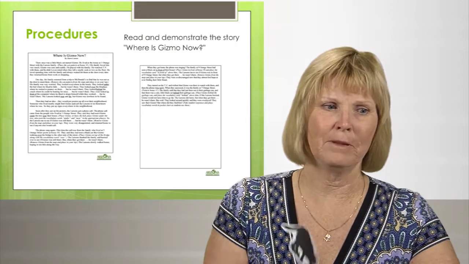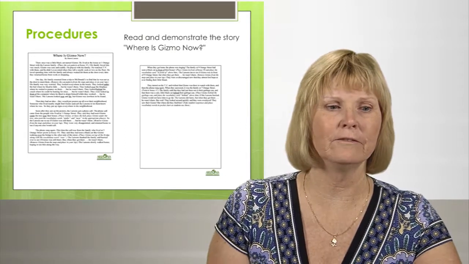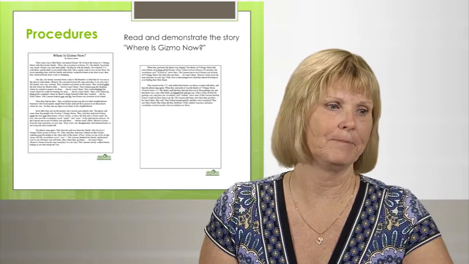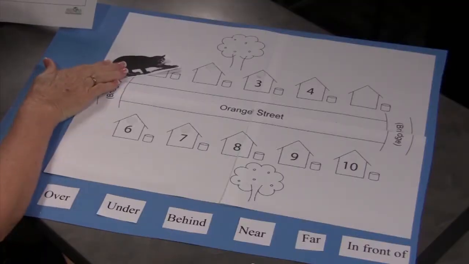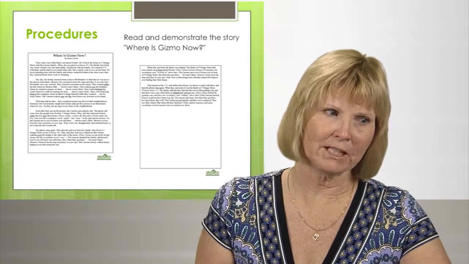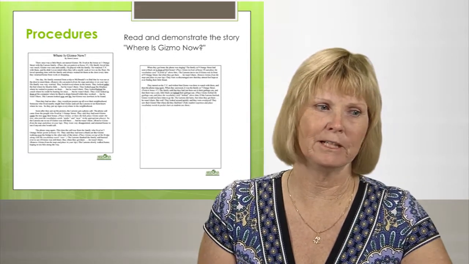There once was a little black cat named Gizmo. He lived at the house at 1 Orange Street with the Larson family. So you're going to place your cat pattern here on number 1. His family loved him very much. Gizmo was cute and cuddly. He played with his family.